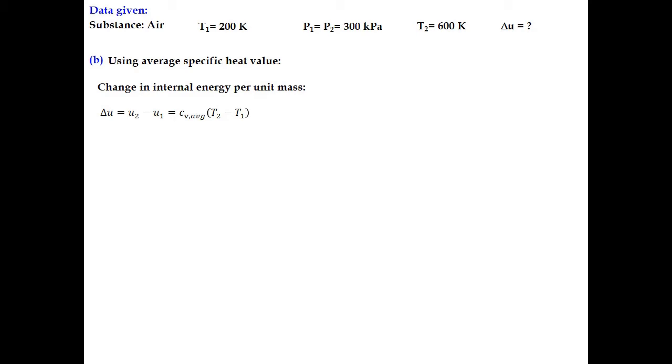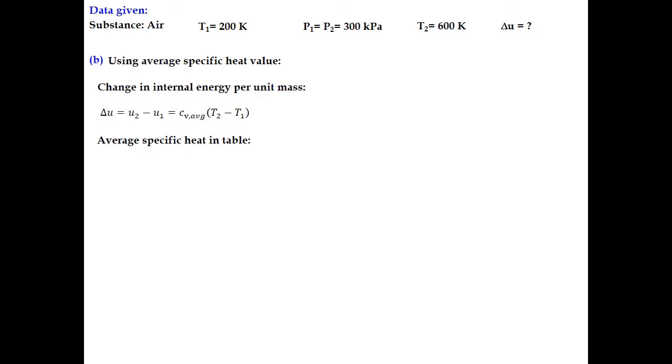In this equation, in terms of temperature unit, we can use either Kelvin or degree Celsius, because the equation involves the temperature difference. The temperature difference for degrees Celsius and for Kelvin is the same, so you can use any type of unit for the temperature. Okay, average specific heat in the table.